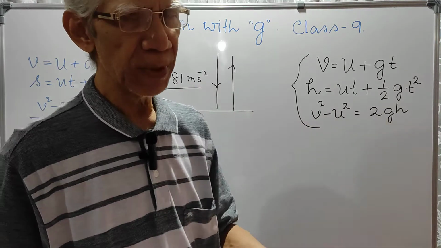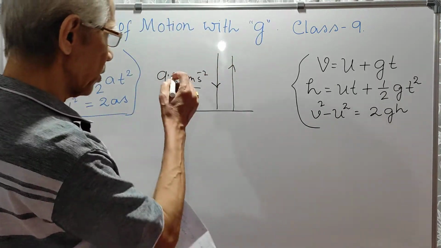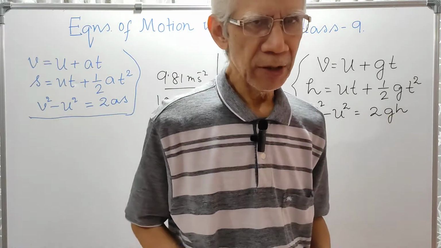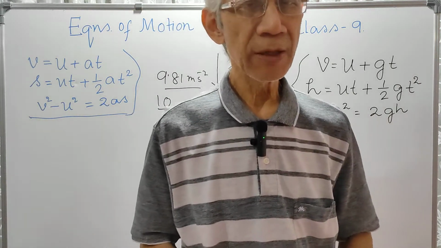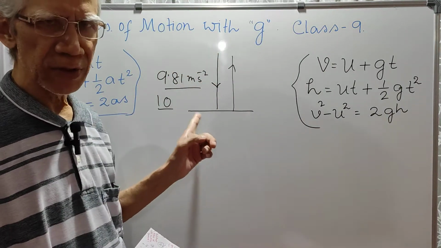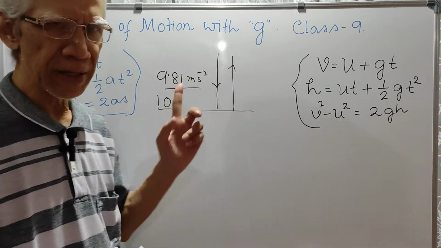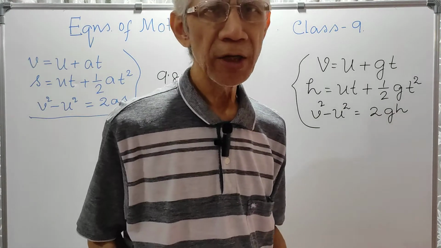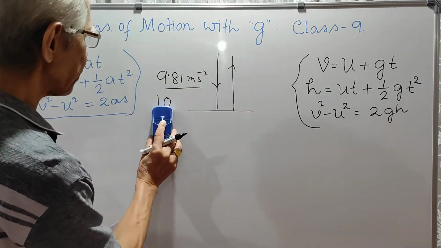Now for calculation purpose, we take it to be approximately 10. So 10 meter per second square. Now in exam, when you do numerical problems, you will use whichever value is given in the question, this or this, it will be mentioned in the question. Okay. Now let us go and discuss some numerical problems.